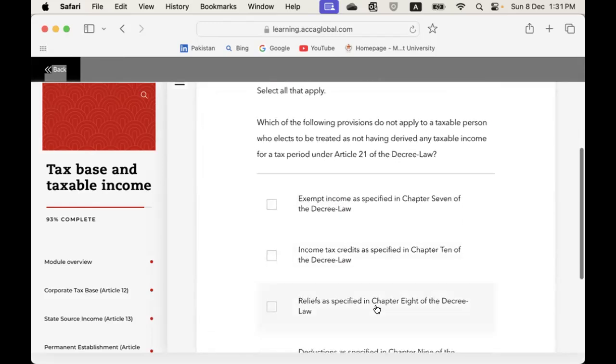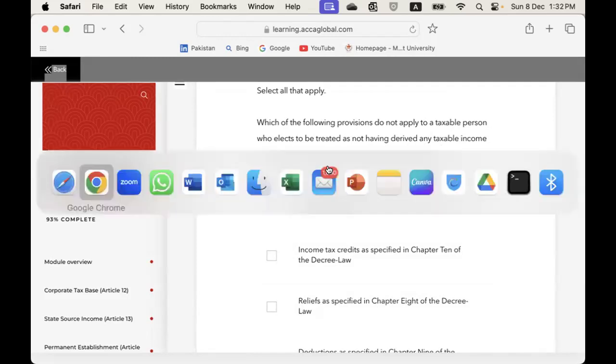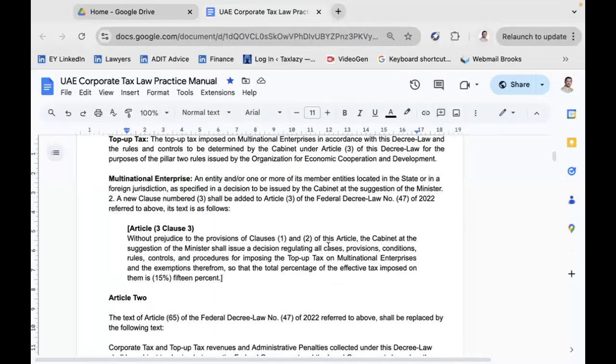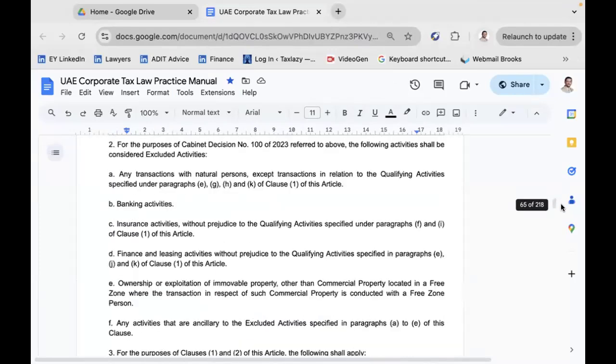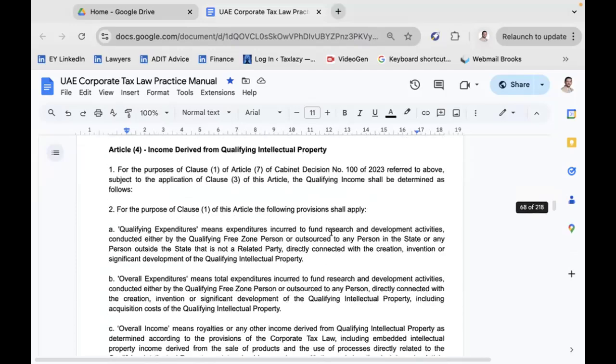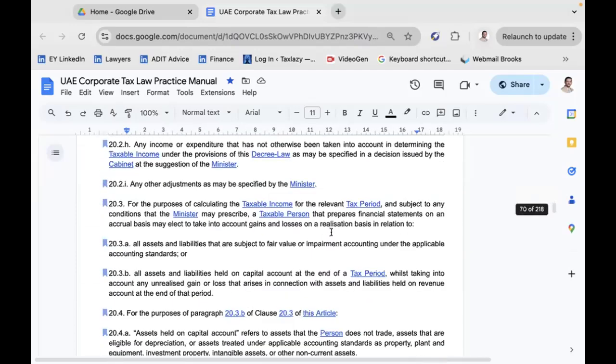Select all that apply. Which of the following provisions do not apply to a taxable person who elects to be treated as not having derived any taxable income for a tax period under Article 21 of the decree law? What was Article 21, by the way? Okay, we have to Google. Small business relief. Yes, very good.